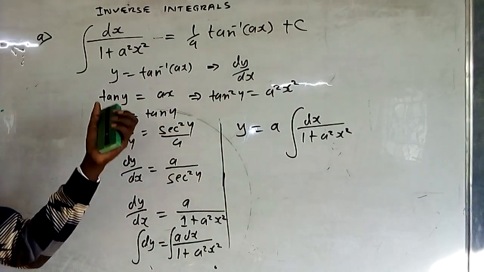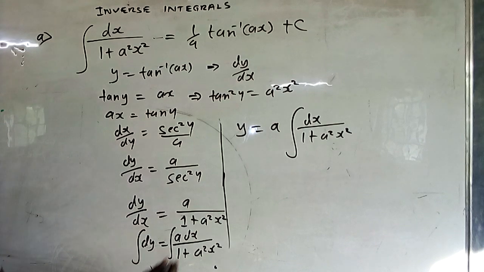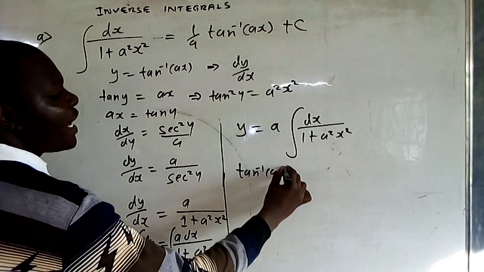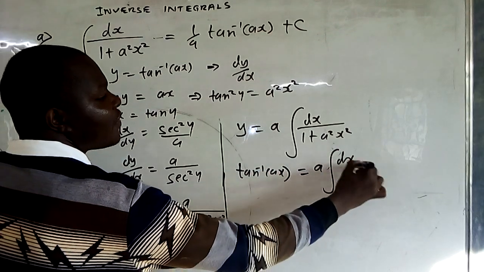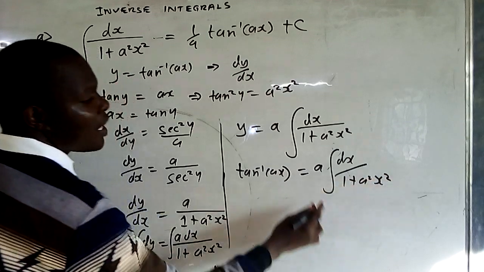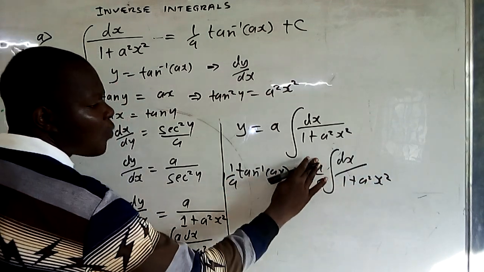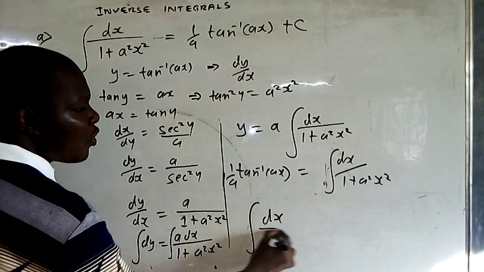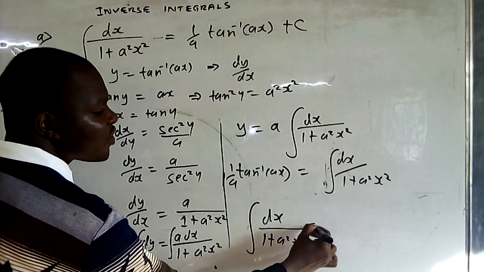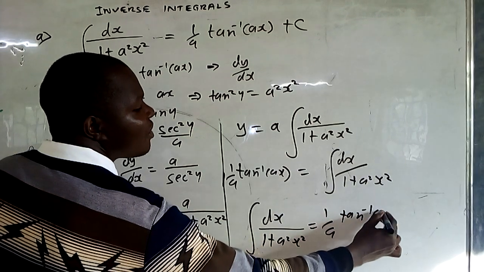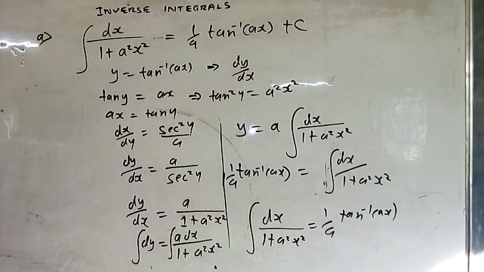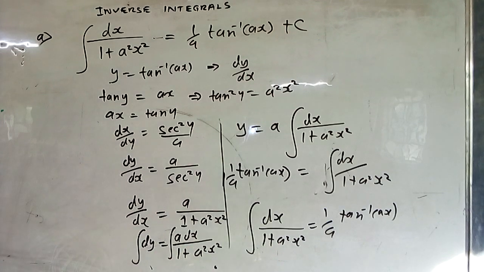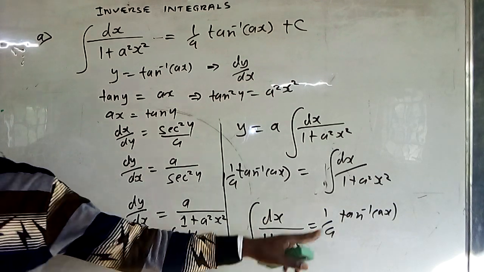But what is y? Tan inverse of ax. So tan inverse of ax is equal to a times the integral of dx over 1 plus a squared x squared. If you divide both sides by a, you get 1 over a tan inverse of ax equal to that. So in the end we have that the integral of dx over 1 plus a squared x squared is 1 over a tan inverse of ax. So it means that when a is 1, you can clearly see that dx over 1 plus x squared, isn't it?